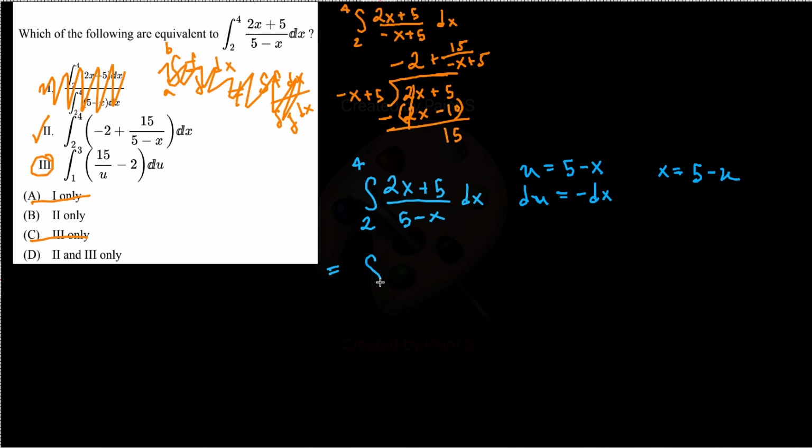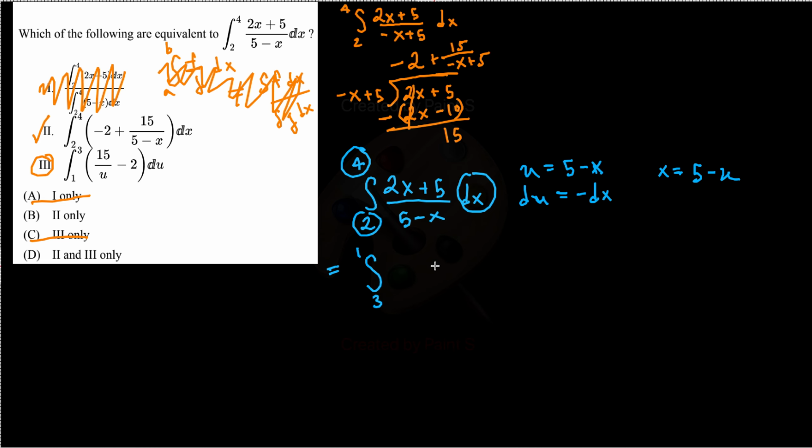So I'm going to leave the bounds alone, or maybe I'll switch the bounds now. It's fine. These are x bounds. I'm integrating with respect to x, and I want to change that to u. So I just put the bounds into this relationship between x and u. The lower bound originally for x is 2, so the new bound in terms of u is going to be 5 minus 2, which is 3. And the upper bound for x is 4, so I plug that in to get the upper bound for u, which is 1.